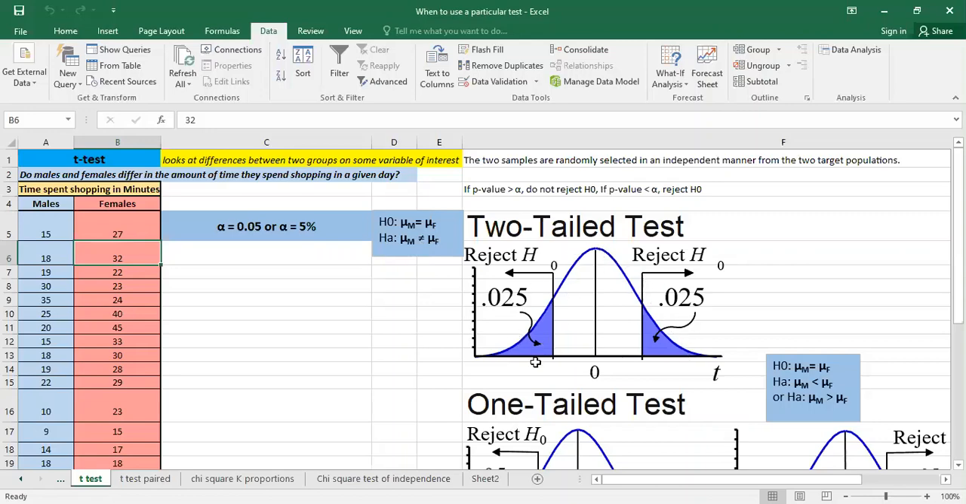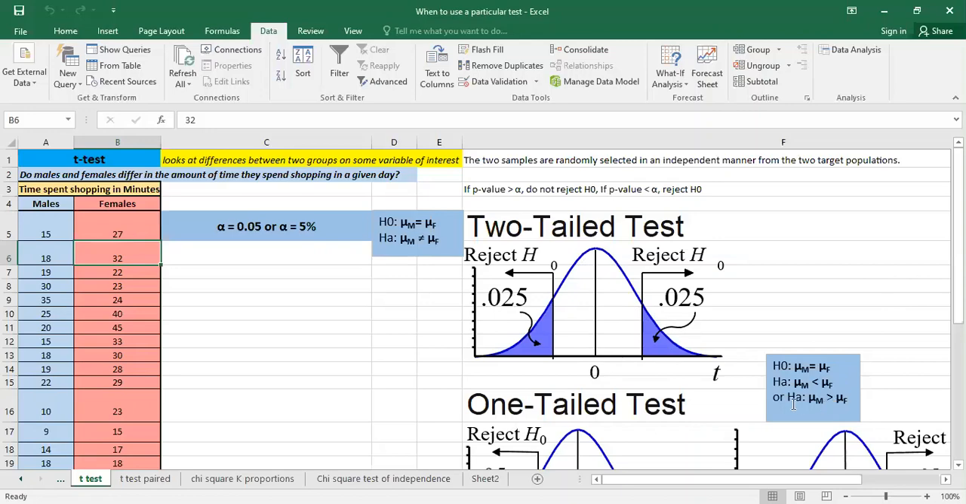Graphically, the t distribution is similar to the normal distribution. However, it's fatter on the tails. And because it's a two-tailed test, the alpha is distributed on the two tails that we have here. The area here in white is the area for the null hypothesis. And the area here is the area for the alternative hypothesis.